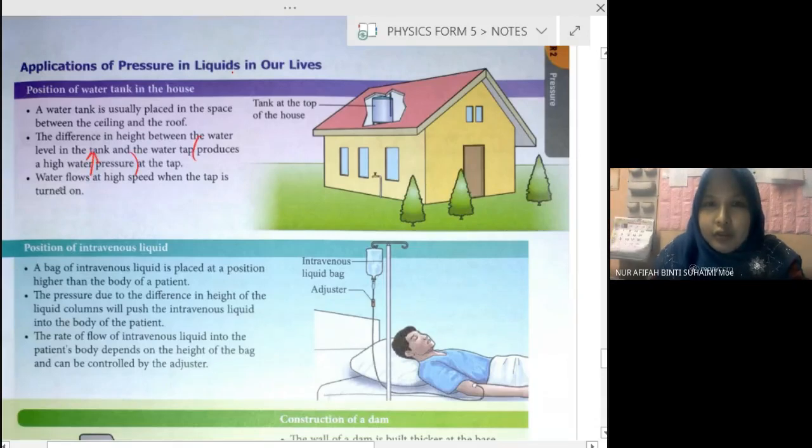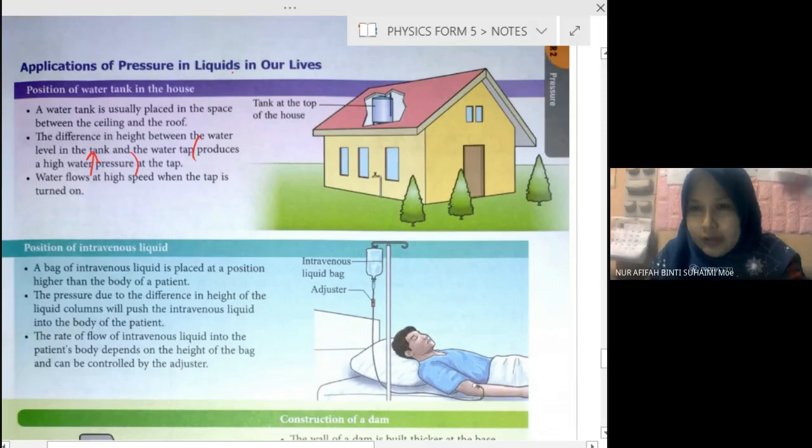Number 2, the position of the intravenous liquid, sodium chloride, saline. This one also we need to put higher than our arm, our hand. So that's why we use this stand. When you want to go to the toilet, you have to bring the stand along. If you just hold it, it will be at the same level as your hand, so blood will flow in and out of the tube. So that's why, whether going to the toilet or anywhere, you have to bring the stand along.